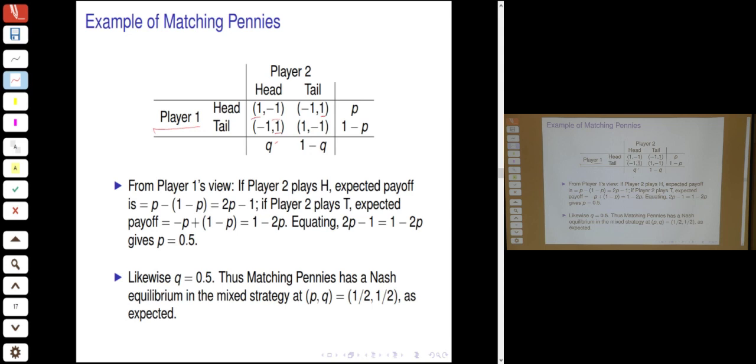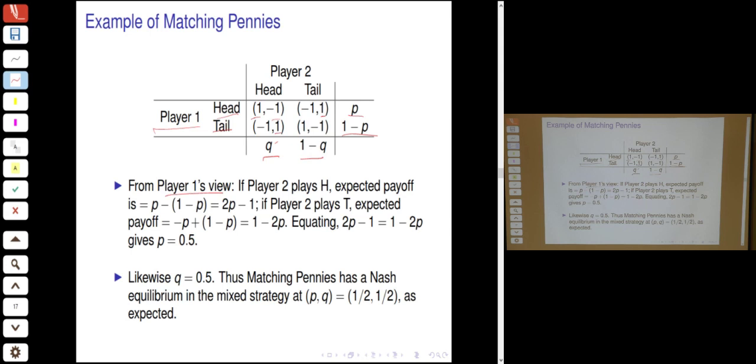So in terms of mixed strategies, both the players want to pick randomly between the two strategies of heads and tails. Let's think of the situation when player 1 mixes heads and tails in the proportion P and 1 minus P respectively, and player 2 mixes heads and tails in the proportions Q and 1 minus Q respectively. So let's find the Nash equilibrium.